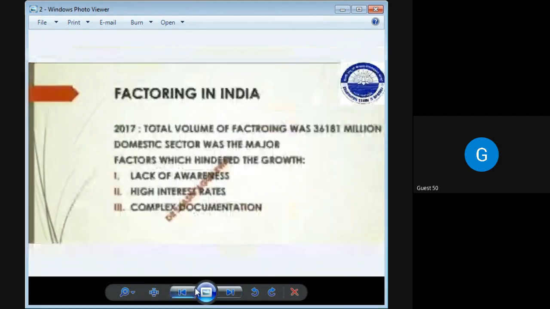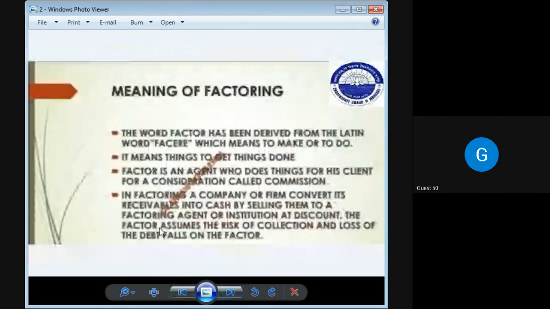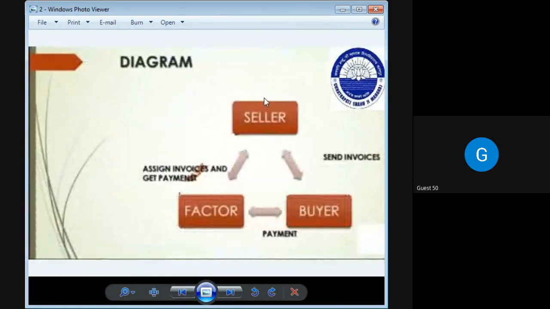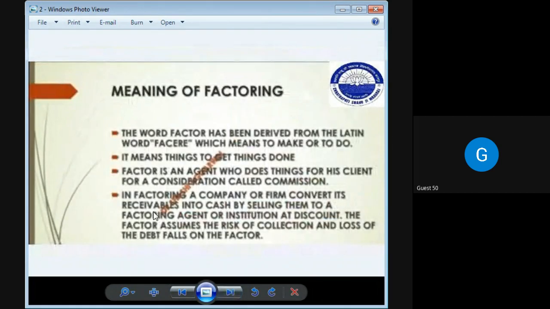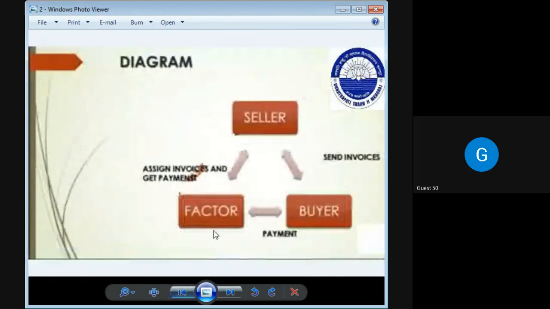Okay, student, I hope you all understand. So we can say the word factor has been derived from the Latin word facere, which means to make or to do. It means to get things done, to get things from here. For what purpose? For running the business, right? And a factor is an agent who does things for his client for a consideration called commission. So the seller is a customer, the factor is an agent, and the factor is giving funds against the invoices to the seller, and for that purpose he charges a commission.